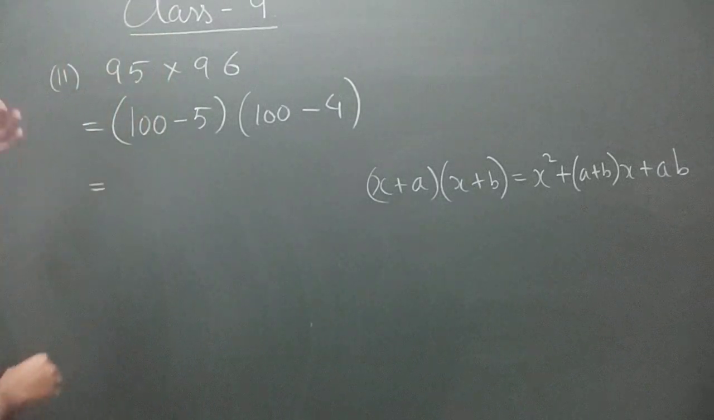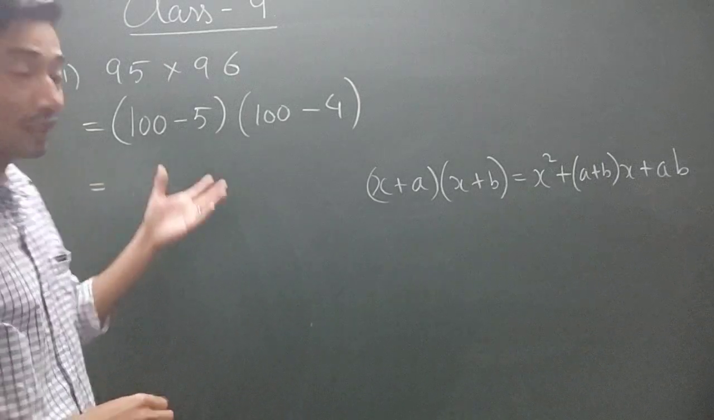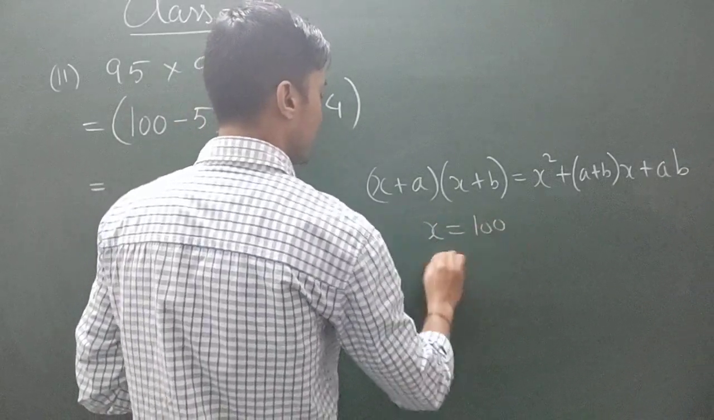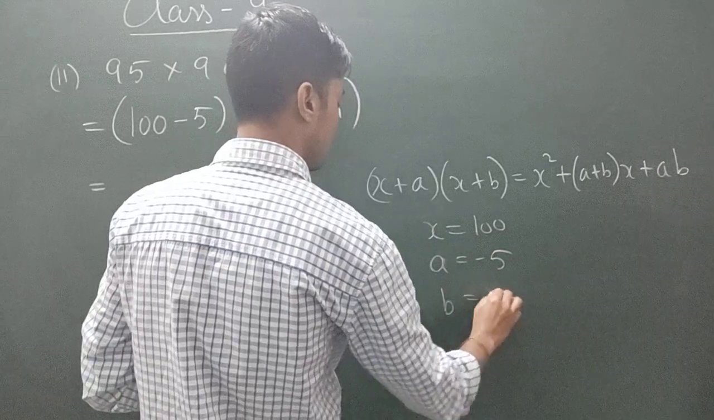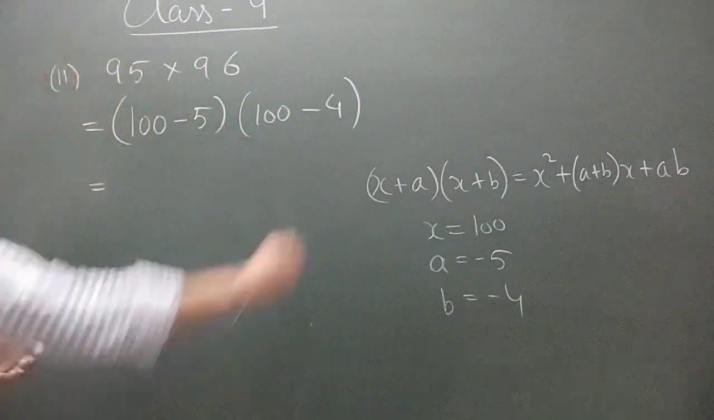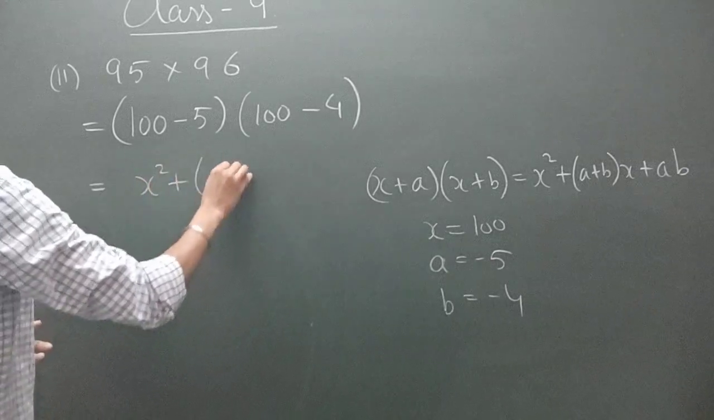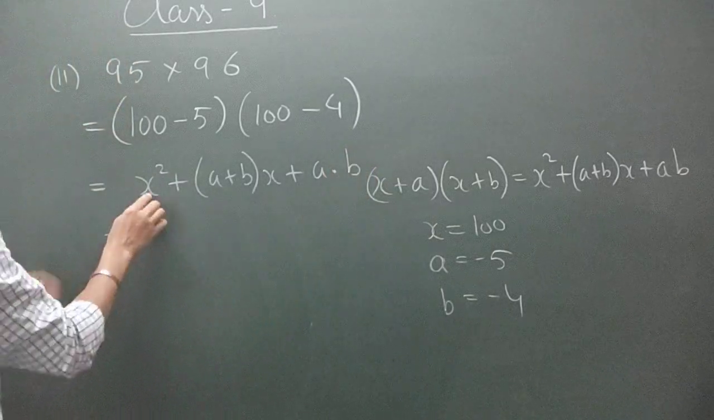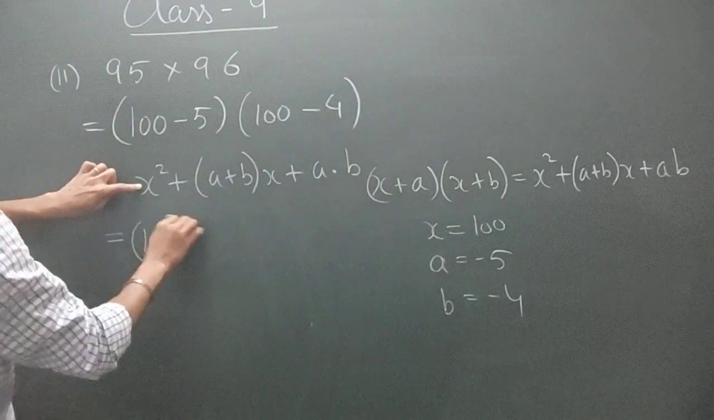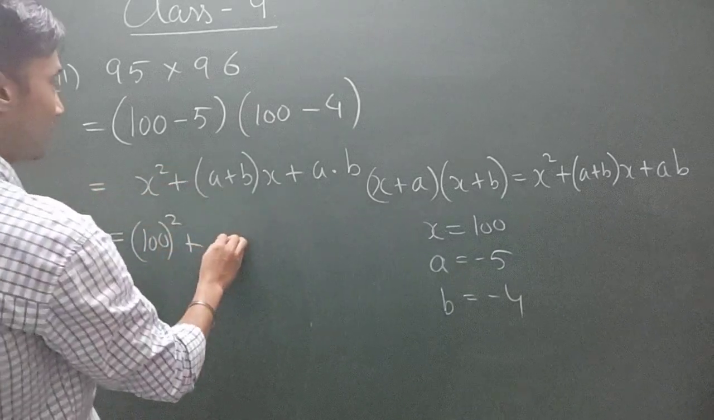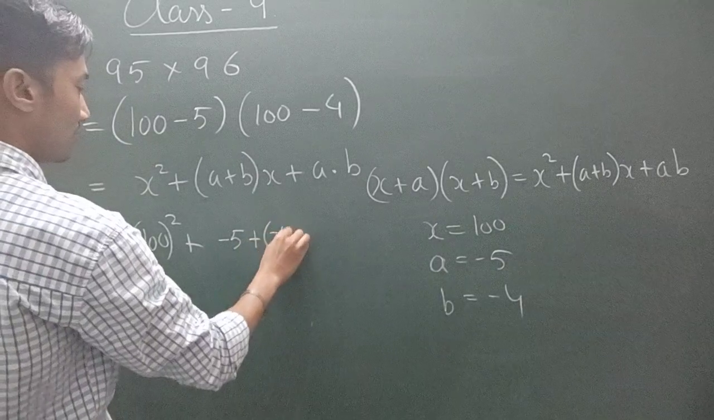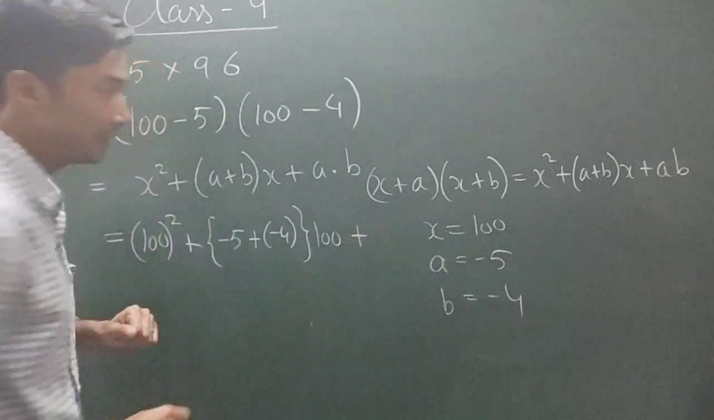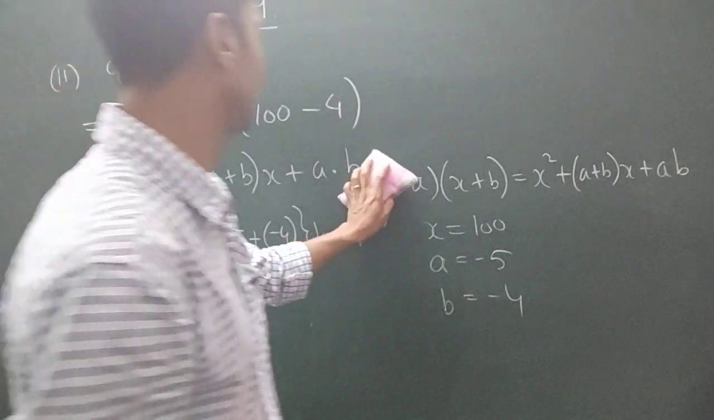So now you see what happens here. Last video we have solved some problems like this. Here x value is 100, a value is -5, b value is -4. So I'll write down the formula once again: x squared plus (a + b) into x plus a into b. I'll just substitute the value of x. What is the value of x here? 100 squared. This is just for your understanding. a value -5 plus b value -4, in the second bracket, into 100 plus a into b. So I'll have to rub this off.